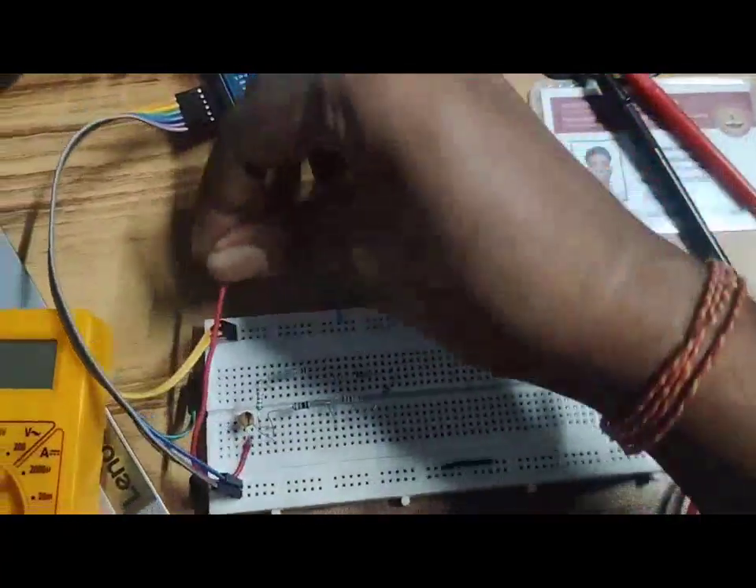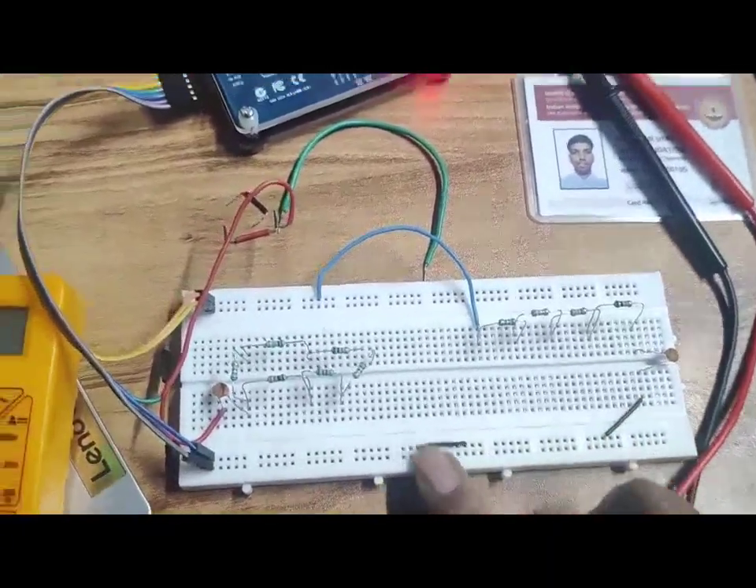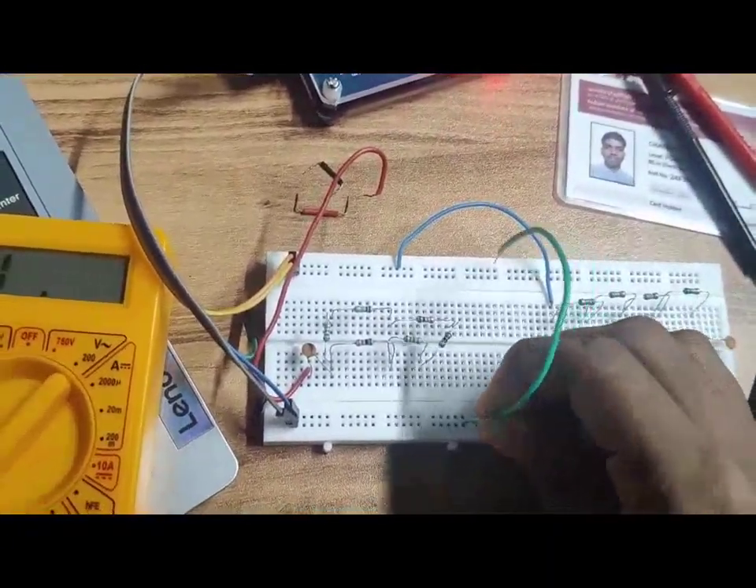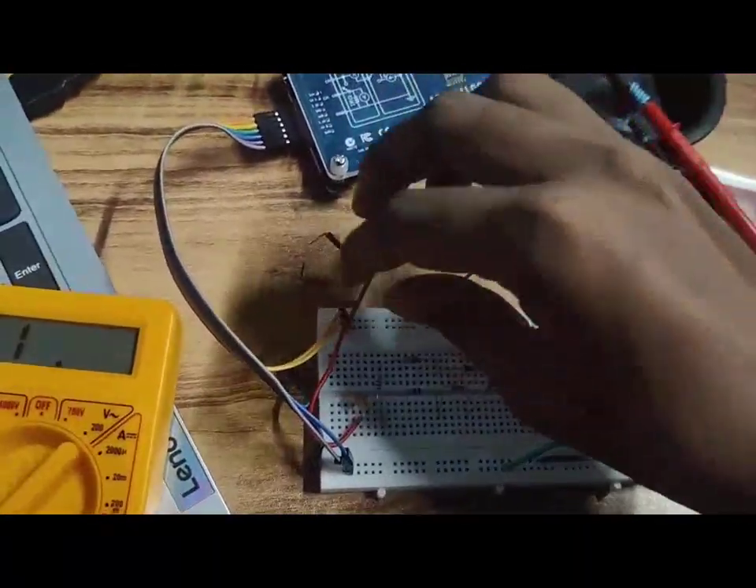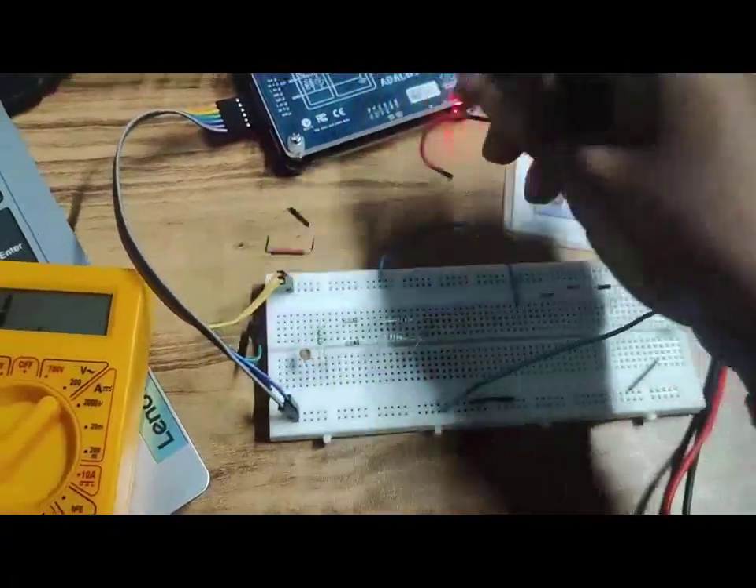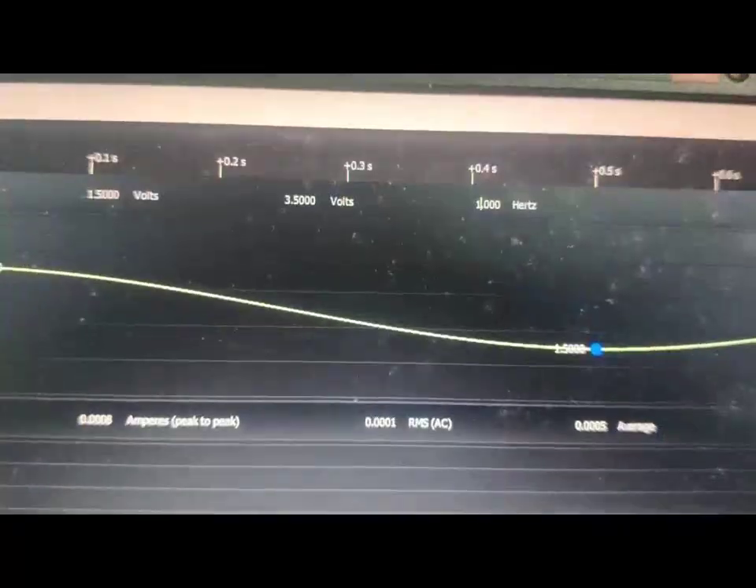Now we are connecting the supply. Now we are connecting the output. For output, node A and between the capacitor, the resistance and capacitance node. Now this is at 1 Hertz frequency.